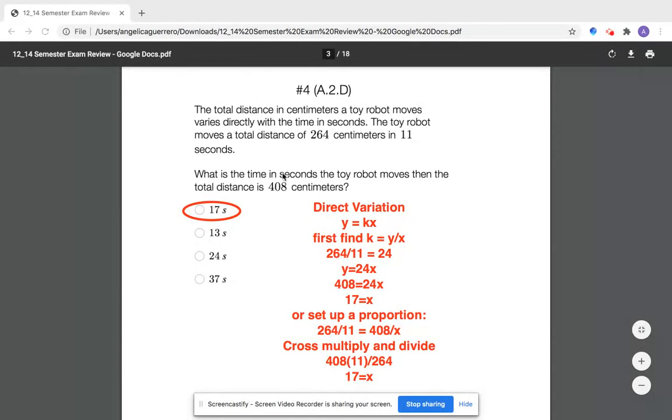And then from there, you're asked what is the time when the distance is 408. So you'd plug in 408 for y. You solve for x by dividing by 24 on both sides. So 17 equals x, 17 seconds for the time. Or if you can't remember your direct variation equation, you can set up a proportion between the two. So y over x equals y over x. So 264 over 11 equals 408 over x. Cross multiply, so 408 times 11, and divide by 264. You still get x equals 17.